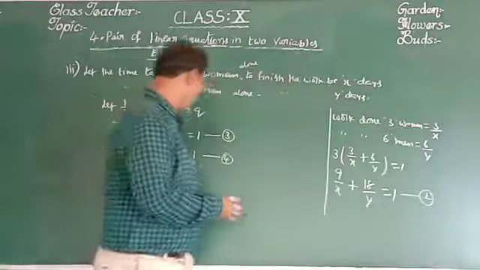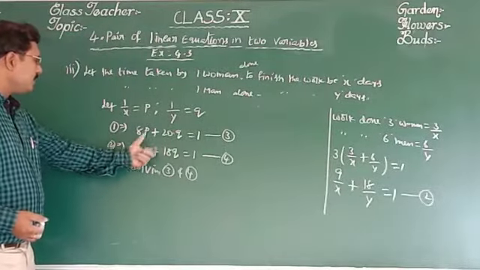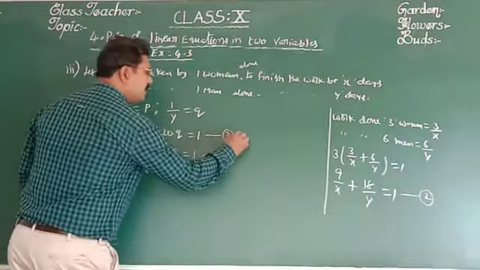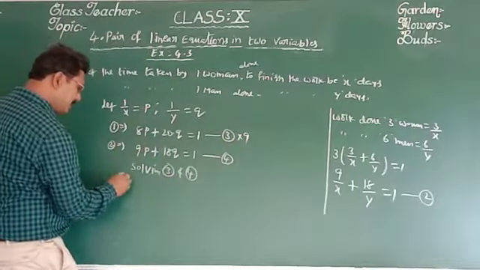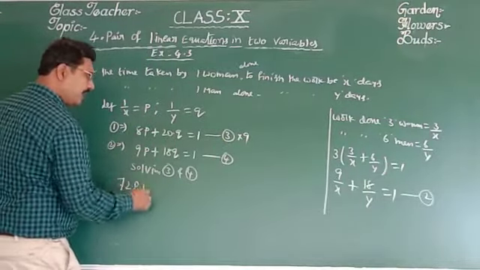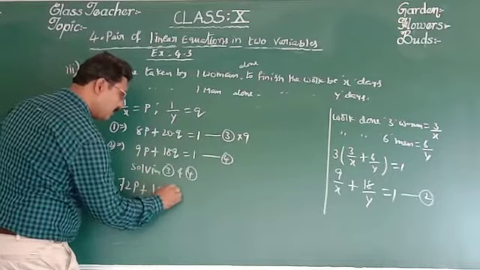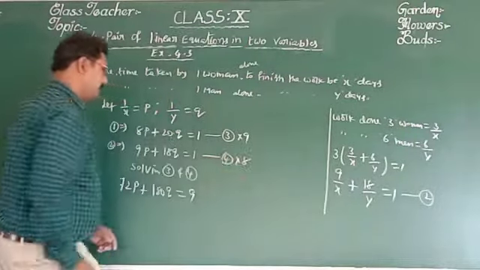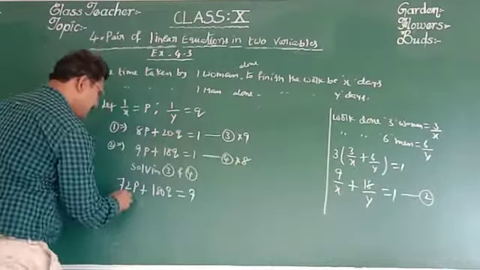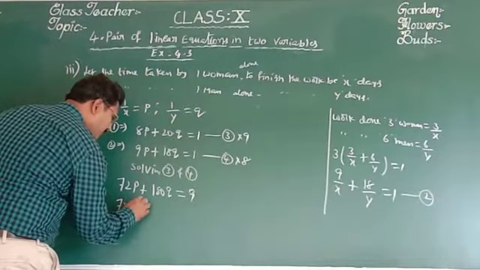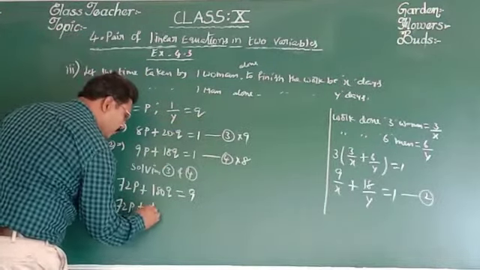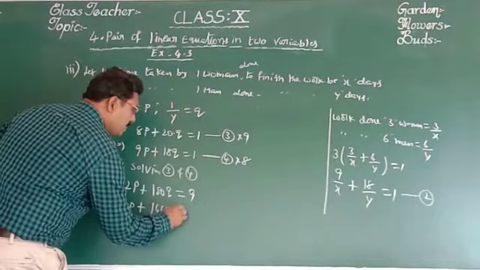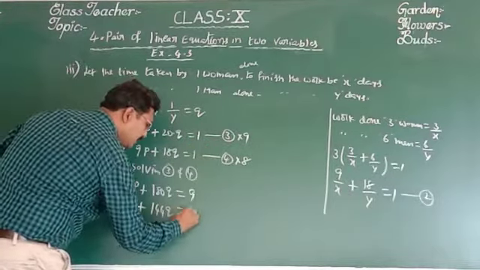Now equation 3: the coefficients of P and Q are not equal, so equation 3 is multiplied with 9. 9 8s are 72P, 9 20s are 180Q, is equal to 9 1s are 9. Next equation 4 is multiplied with 8. So 8 9s are 72P plus 18 8s are 144Q is equal to, here 9 1s are 9, here 8 1s are 8.